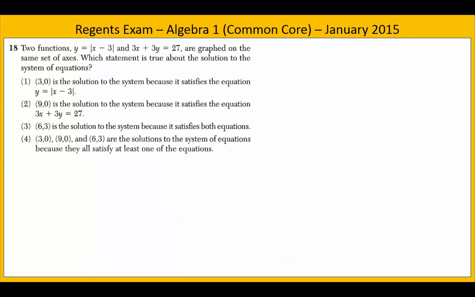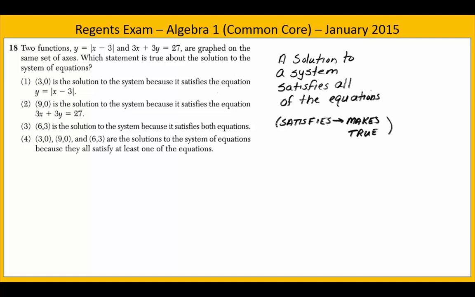In exercise 18, we're given two functions. We're told that they're graphed on the same set of axes, and we want to know which statement is true about the solution to the system. Remember, when we have a solution to a system of equations, it means that it satisfies all of the equations. In case you don't remember, the word satisfies means it makes them true. Read each of the choices carefully, and you'll find your answer without doing too much work.